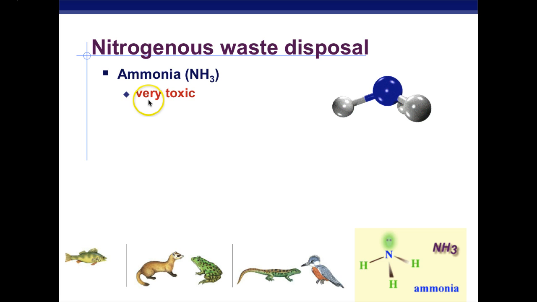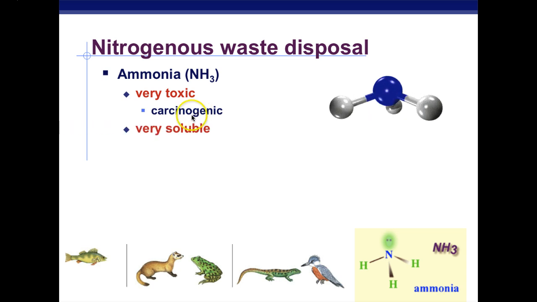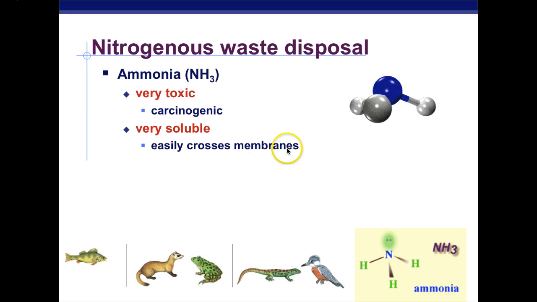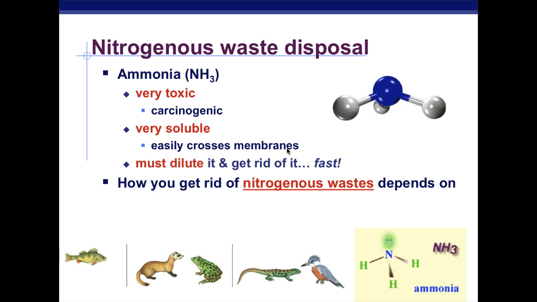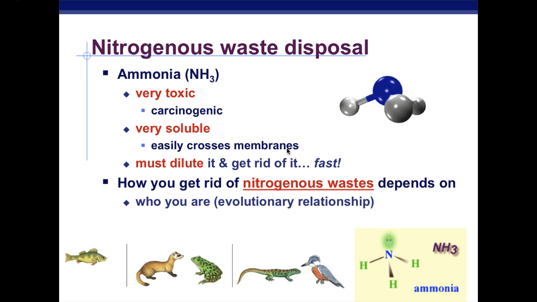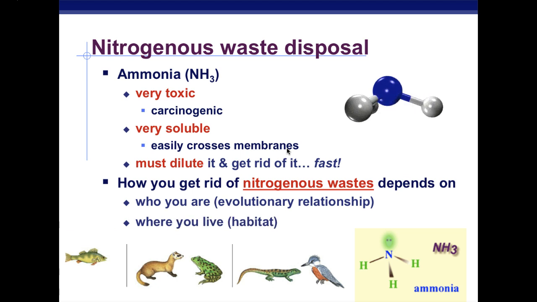So ammonia, very toxic. Here's our spinning ammonia molecule there. And carcinogenic, meaning cancer-causing. Ammonia is also very soluble, so it easily crosses membranes and gets into cells it's not supposed to. So we need to get rid of this ammonia as quickly as possible. Dilute it with water and get rid of it fast. So how do you get rid of nitrogenous waste? Well, that depends on what type of organism you are and where you live.